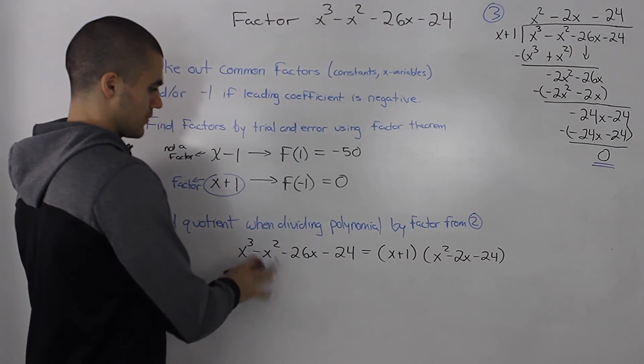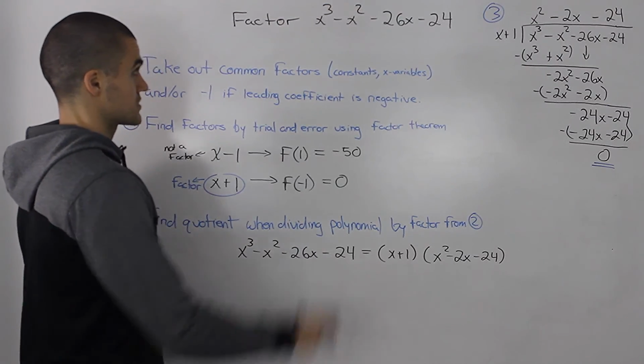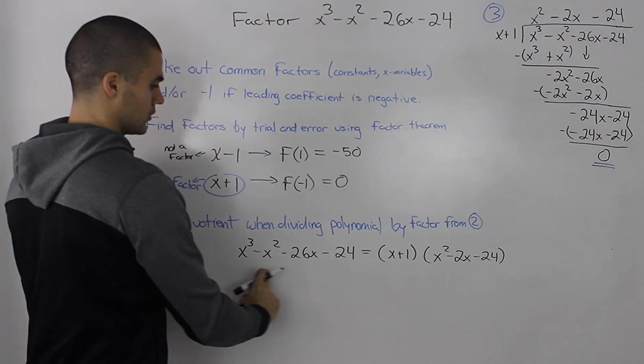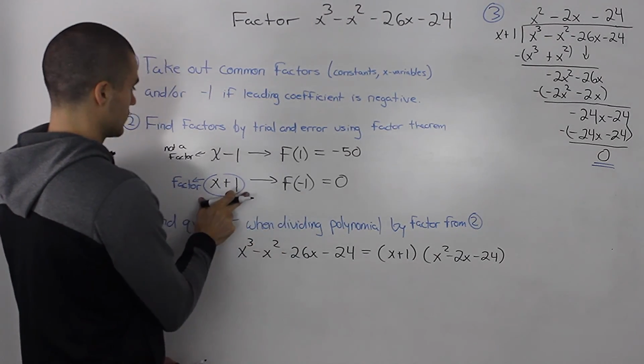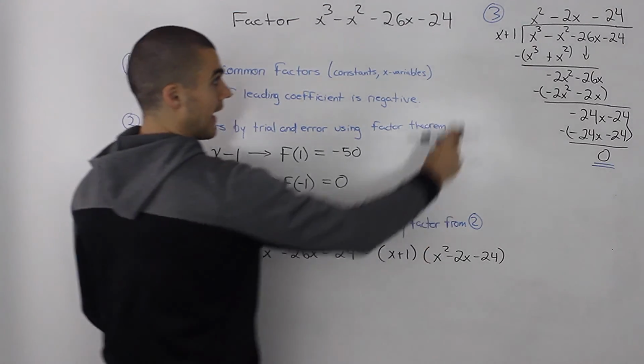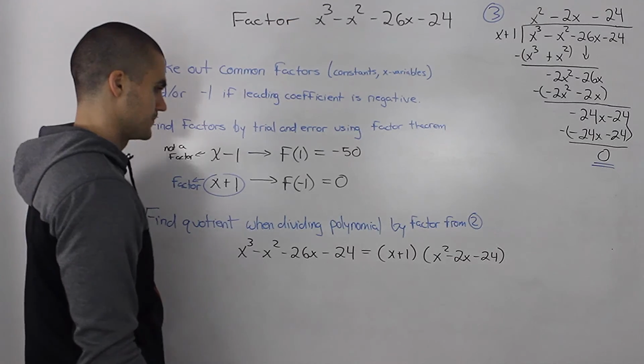So after step 3, we could write out what result we have so far in the factoring process. So we got our original polynomial, and now we split it up into the factor that we found in step 2 and the quotient that we found in step 3.